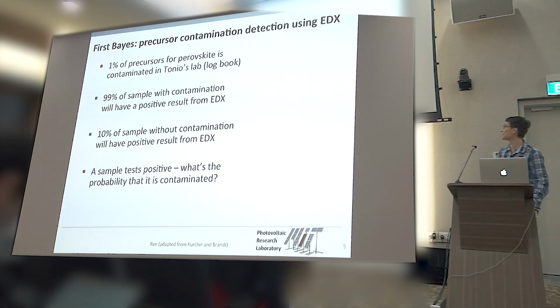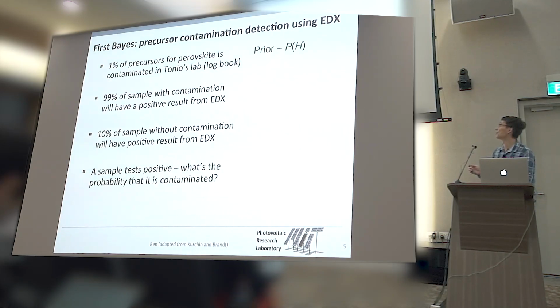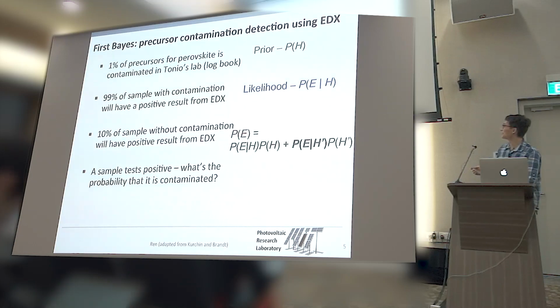So the Bayesian way of approaching this is, firstly, we look at the past information. This is essentially our lab logbook. So this is our prior. And the likelihood is the accuracy from the EDX measurement. So it's this 99%, and also this 10%. This term we call false positive, meaning even if the sample is without contamination, you can still get positive results from the EDX.